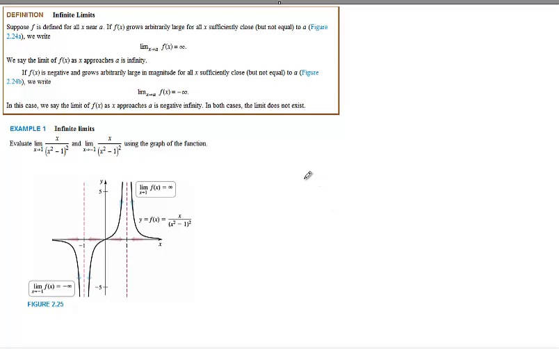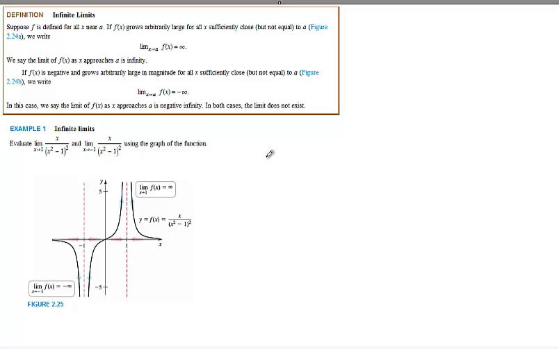Here we have the formal definition of an infinite limit, where x is approaching some value and the f of x is growing arbitrarily large as x gets closer to that value a.